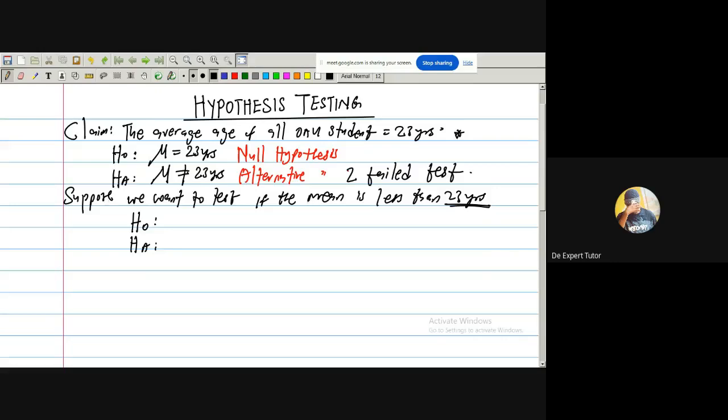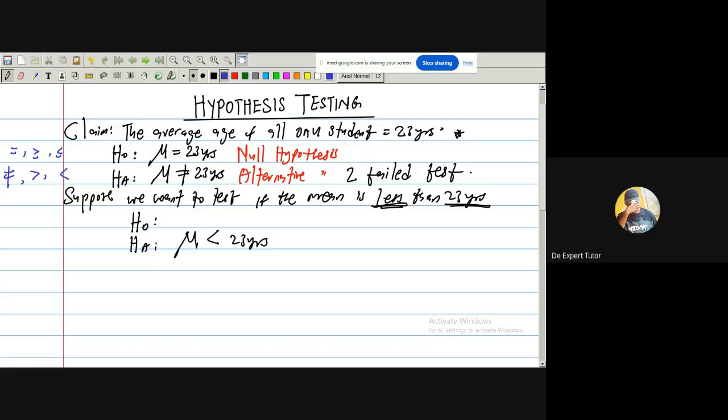They say we want to test if the mean is less than 23 years. So this one, less than 23 years, you put it on the alternative hypothesis. Why am I putting it here? Remember, the alternative hypothesis does not have anything to do with equal to. Under the alternative hypothesis, you can have signs like not equal to, greater than, or less than. But the null can have equal to, greater than or equal to, less than or equal to. Are we together? These are the signs that are peculiar to them.